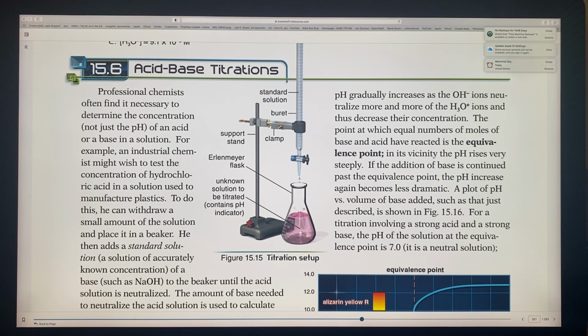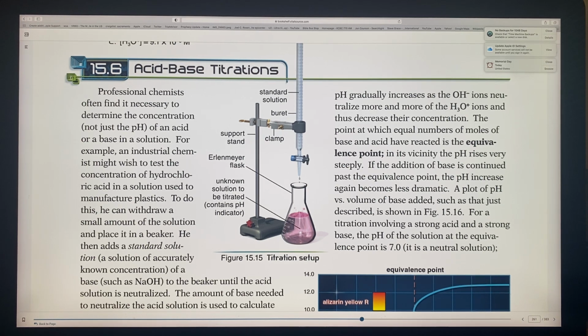In doing this, they add the titrant until the color turns. So, professional chemists find it necessary to determine the concentration, not just the pH, of an acid or base in a solution, and they use this method. For example, an industrial chemist might wish to test the concentration of hydrochloric acid in a solution used to manufacture plastics. To do this, he can withdraw a small amount of the solution and place it in a beaker.